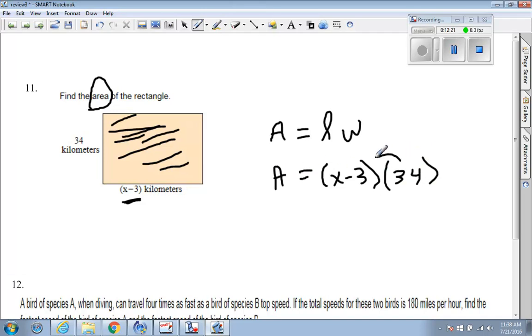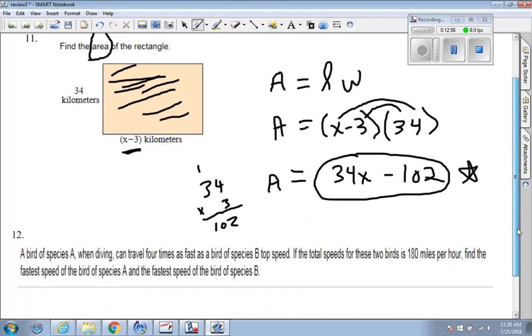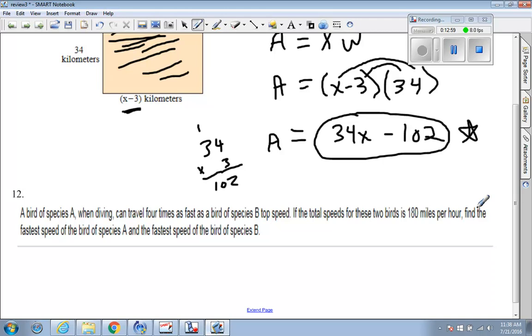Here you're really just using the distributive property. So 34 times x, 34x. And 34 times 3, since we're not using calculators, you might have to go off on the side and think about that. 102. Okay? And you will arrive at an expression. So know that you just arrive at an algebraic expression for area, because you had an expression here. All right. Let's try the next one.